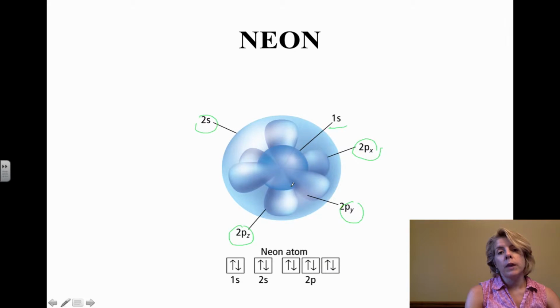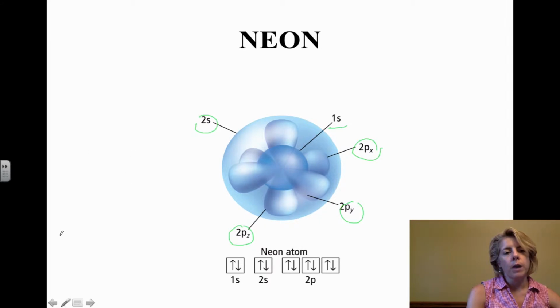But notice that s is a sphere. It gets bigger as you increase the energy level. And then with p, you have the 3 orientations. One is along the x-axis, one is along the y-axis, and then one is along the z-axis.